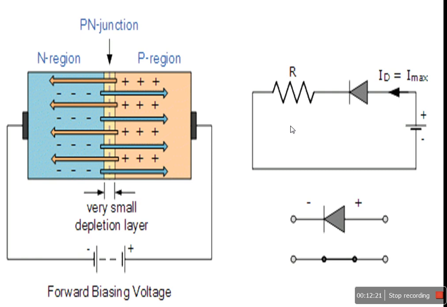So here the positive bias is represented like this. We connect some resistor, and the anode is connected to positive and the cathode is connected to negative. In forward bias condition the diode is represented as a short circuit.